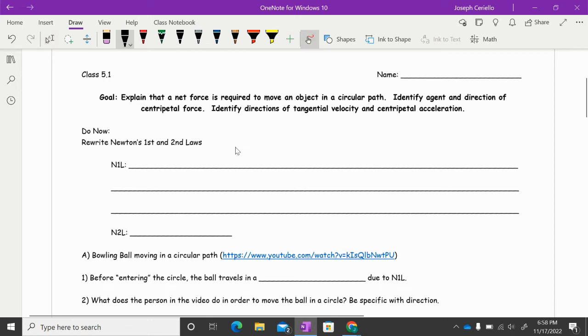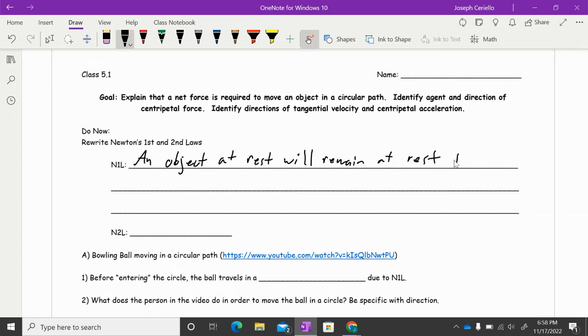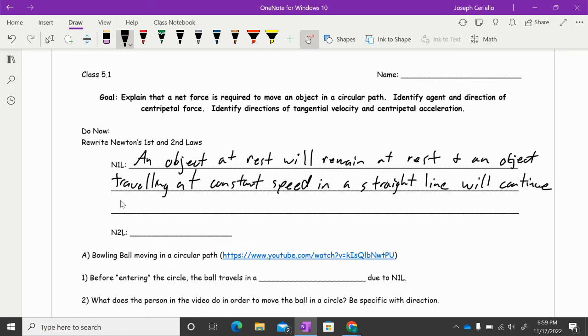So Newton's first law is that an object at rest will remain at rest, and an object, and this next part is very important, traveling at constant speed in a straight line will continue to do so unless acted upon by a net force.